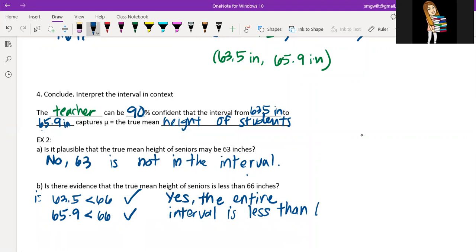So if I'm asked about a specific value, and if that's possible to be the true mean, then I'm just looking, is it between the two values that I have? If it is, then it's yes. If it isn't, then it's no.